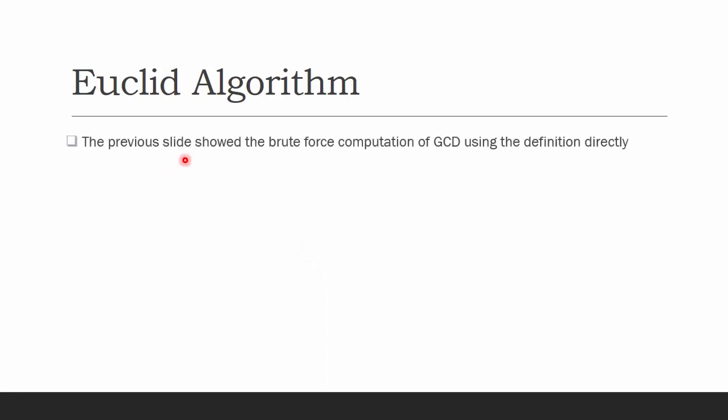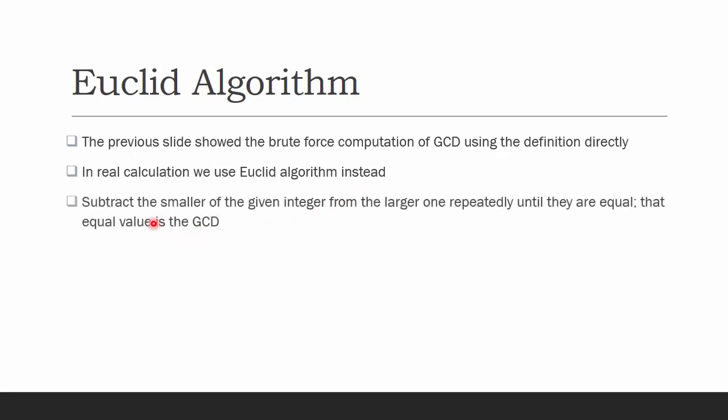The previous slide just now showed the brute force computation of GCD using the definition directly. In real calculation, we use Euclid algorithm instead. This algorithm says we need to subtract the smaller of the given integers from the larger one repeatedly until they are equal. That equal number or value is GCD.